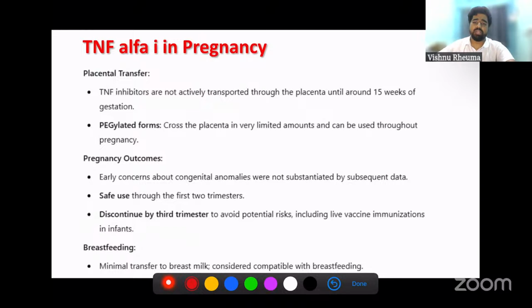Coming to TNF alpha inhibitors, the main thing that you should remember is the data is not very strong, but especially in the first and second trimester, it's okay to give. In the third trimester, if you're giving a TNF alpha inhibitor, it doesn't cause much change with respect to anomalies because obviously all the organs have formed, but it will cause an immunosuppressed state. It will transport across the placenta, especially your non-pegylated ones. Pegylated means polyethylene glycol, right? Everything except certolizumab is non-pegylated.